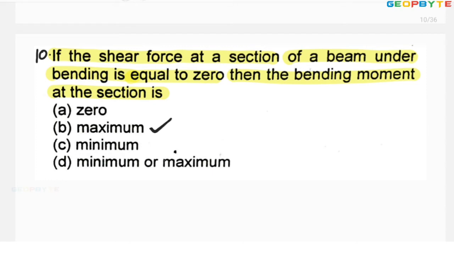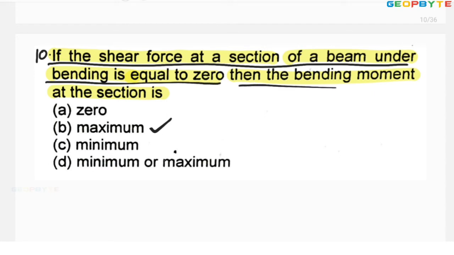He is asking to decide the bending moment at a section where the shear force is 0. Once again, if the shear force at a section of a beam under bending is equal to 0, then the bending moment will be, remember, wherever the shear force is 0, there the chances of getting the bending moment is maximum. Therefore, option B is absolutely correct. Look at the next problem.